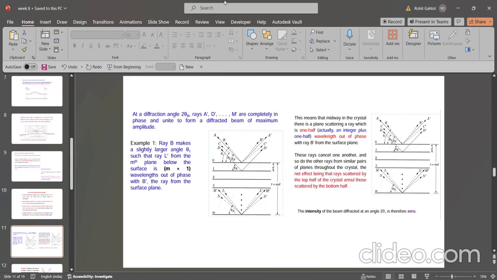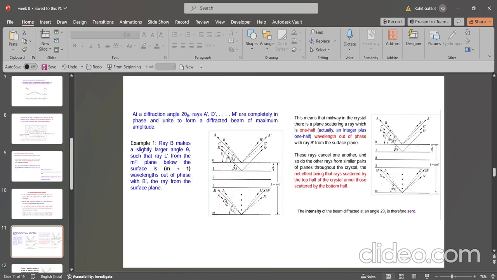Let's take another example. As seen here, at a diffracted angle 2 theta B, the rays A dash, D dash and M dash are completely in phase, so they unite to form a diffracted beam of maximum amplitude. Ray B makes a slightly larger angle than the exact Bragg angle theta B. It is making an angle theta 1, slightly greater than theta B, from the mth plane.